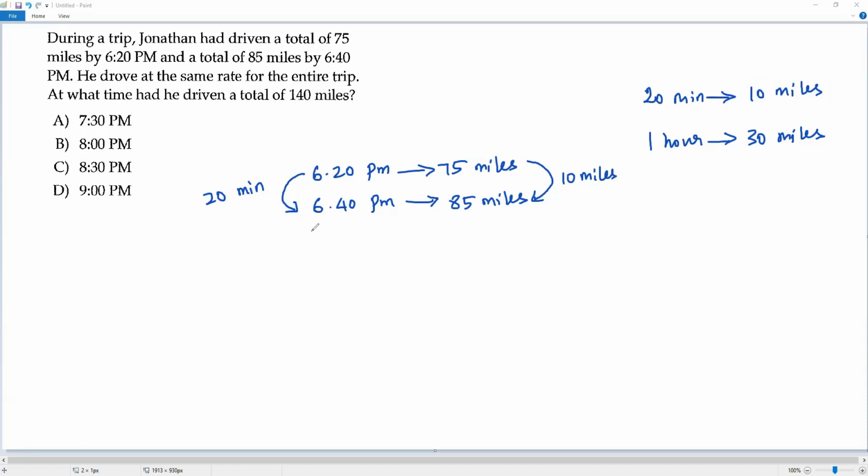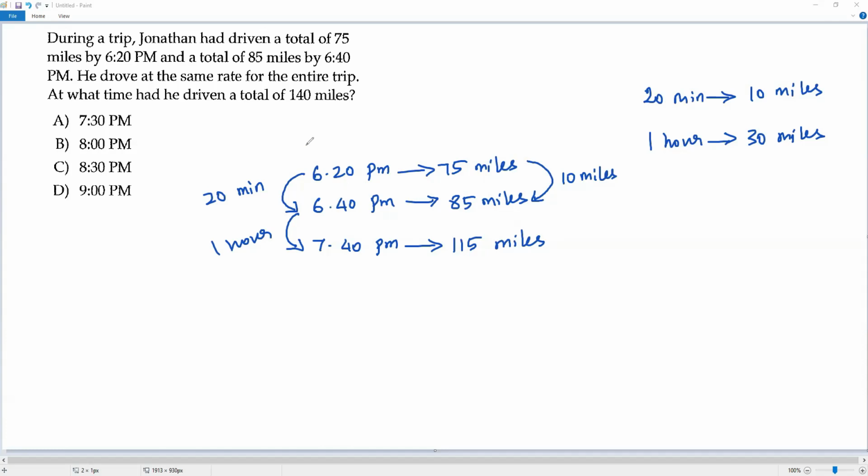Okay, now I'm going to take 1 hour time duration from 6:40 p.m. Then I'll be getting 7:40 p.m. So from 6:40 to 7:40 p.m., we have 1 hour time duration. So already we know that in 1 hour time duration, Jonathan would have driven 30 miles of distance. Okay, to know the distance covered by Jonathan at 7:40 p.m., we have to add 30 to 85. So then we get 85 plus 30, it's going to be 115 miles. At 7:40 p.m., Jonathan had driven a distance of 115 miles.